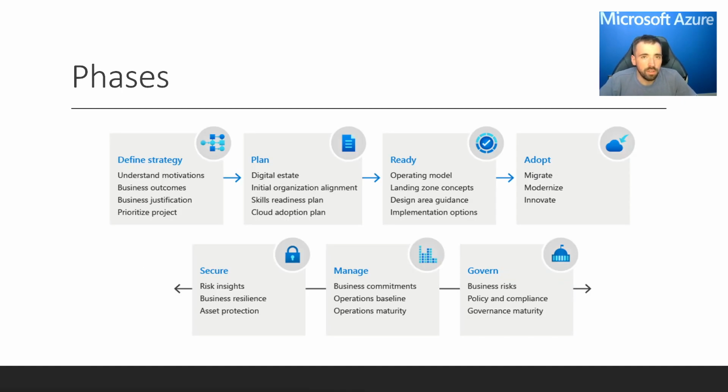So these are the 7 phases that I'm going to step through, and these are what make up the Cloud Adoption Framework. We've got strategy, which is the initial speaking to stakeholders, understanding motivations and business outcomes. We then go into a technical planning phase, looking at our digital estate, how we can move applications and workloads to Azure, what's the best way of doing that in line with the business outcomes, but also understanding what the skills gaps are, and creating a plan for cloud adoption.